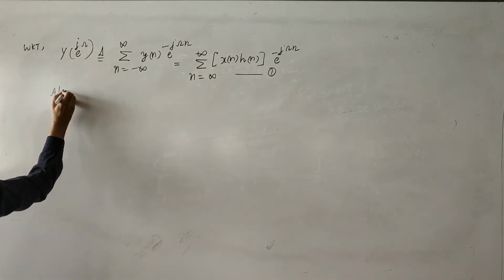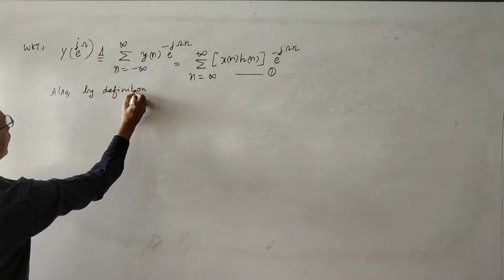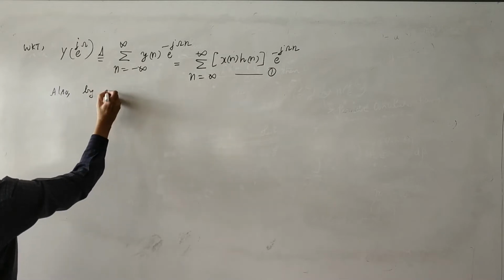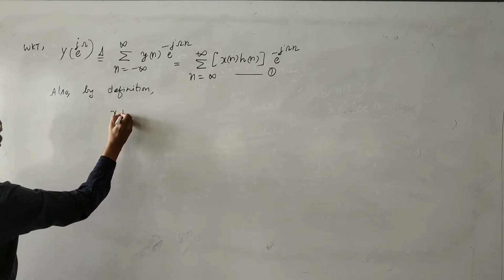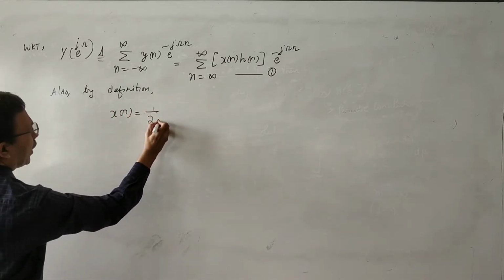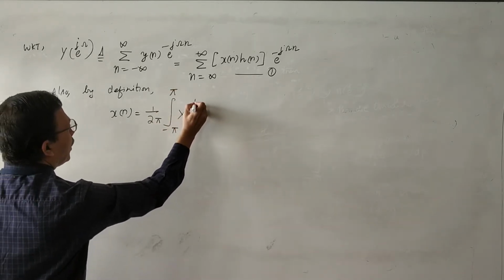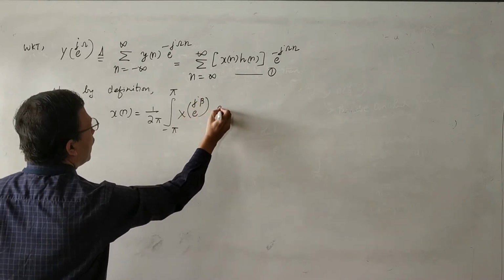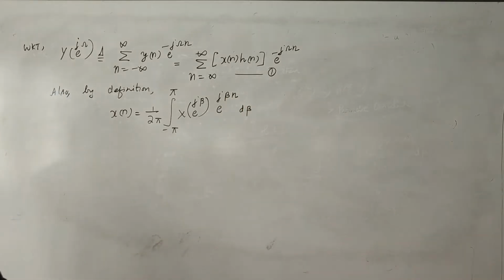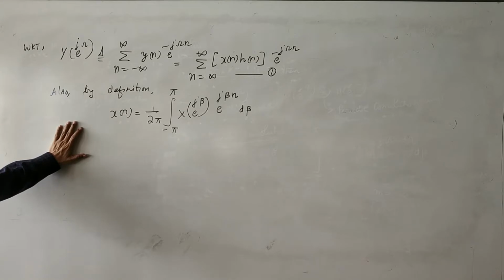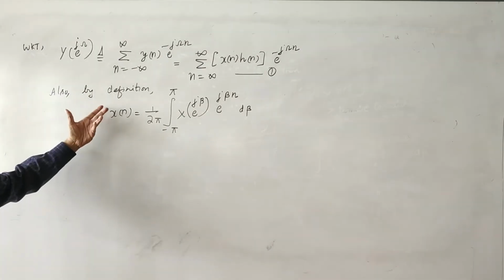Also, by definition, x of n equals 1 by 2 pi integration from minus pi to plus pi x of e to the power j beta e to the power j beta n d beta. This is nothing but the defining equation for finding inverse DTFT. Instead of omega, I have used beta, because omega is a dummy variable, it can be replaced by beta.